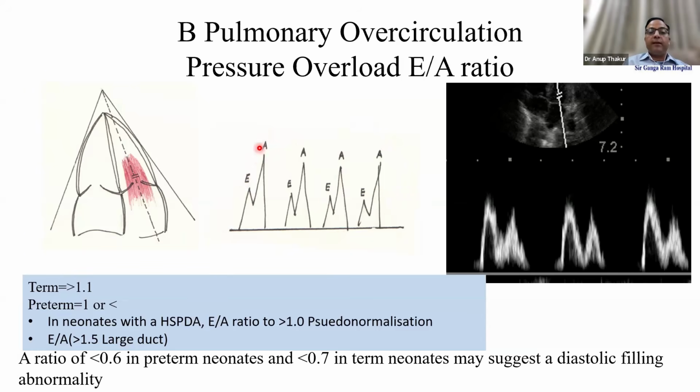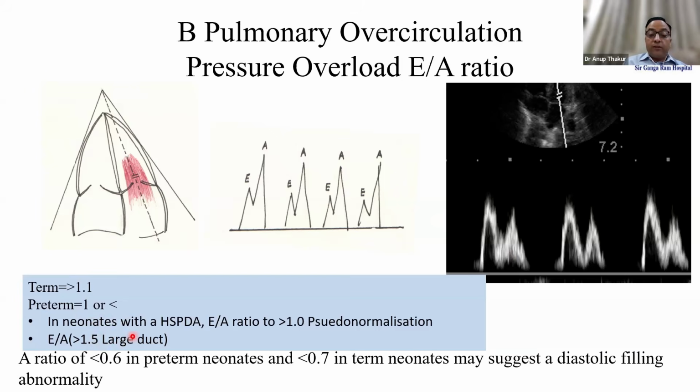What happens in hsPDA, there is so much blood in the LA that the E wave increases and the E/A ratio reverses, and the E wave becomes large, something like this. So the E wave is larger than the A wave. So E by A ratio becomes more than 1, just like a term baby. This is called pseudo normalization of the E/A ratio. The larger the E wave compared to the A wave, the larger is the duct. So E/A ratio more than 1 in a preterm baby means pseudo normalization, could be because of a significant duct.